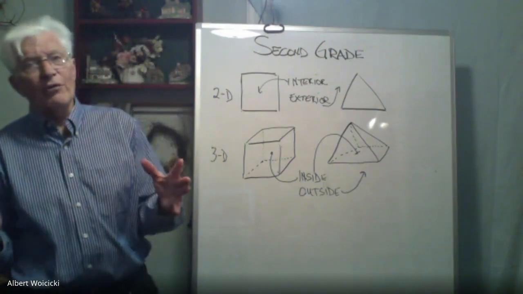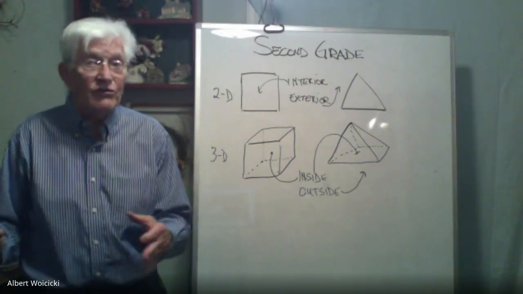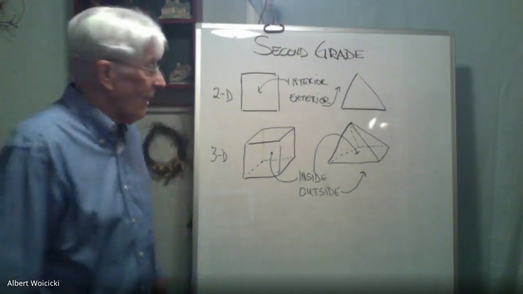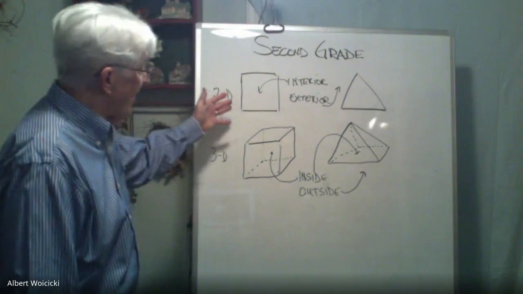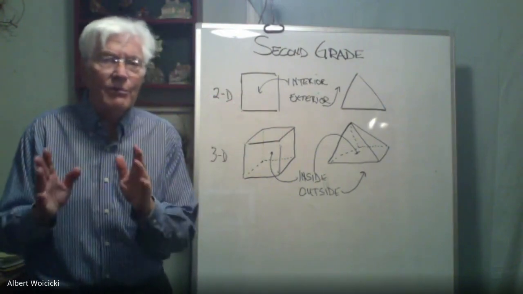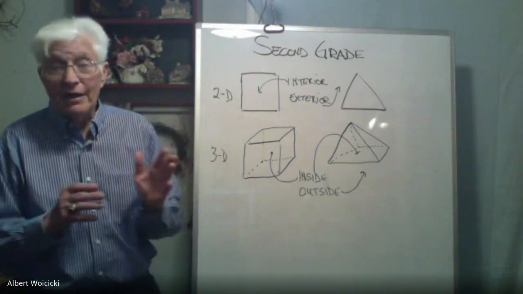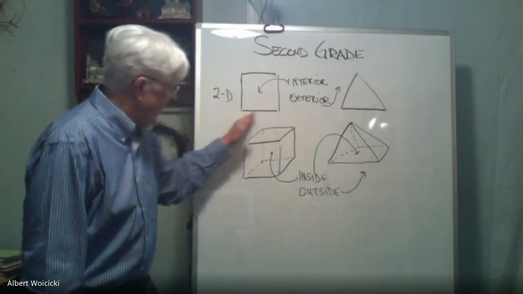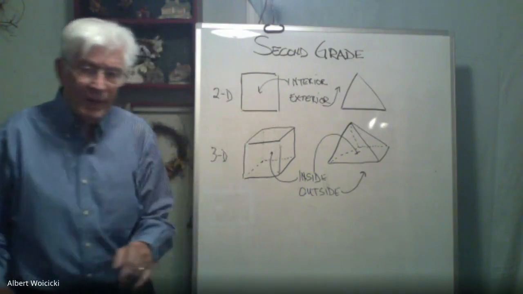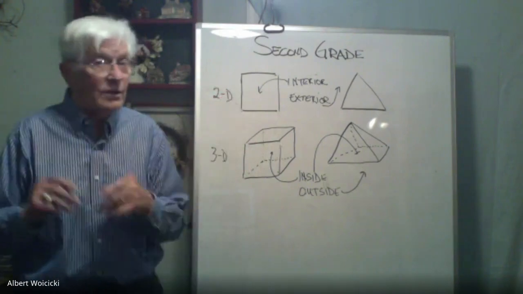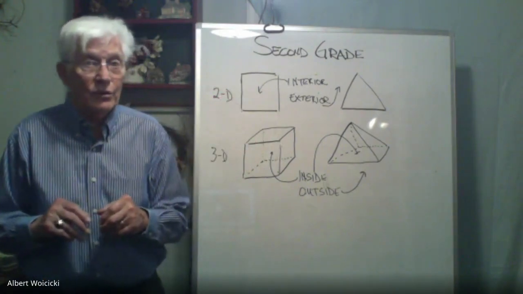And on the board here, we have some figures. They're not drawn with expertise because I'm not an artist, but I hope you get the idea. Here on top, we have what we call 2D figures, two-dimensional figures. That's right, they just go left and right, up and down, 2 dimensions.